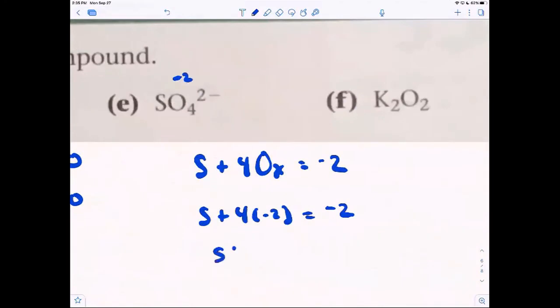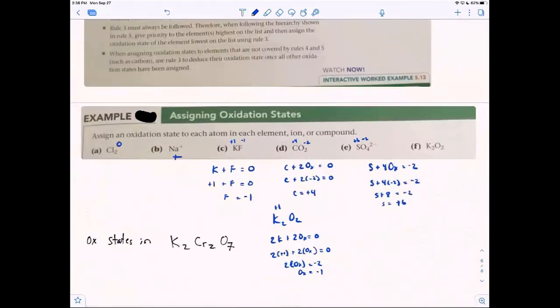So then sulfur plus 4 times -2 is -2. Sulfur is -6. I'm sorry, +6. And the other thing, you can always check this because if you sum them up, sulfur +6 plus 4 times -2 does in fact equal -2. So that's one of the ways you can always check to see if you're right. If they sum up to what they should, then you did it properly. Questions with this one so far?